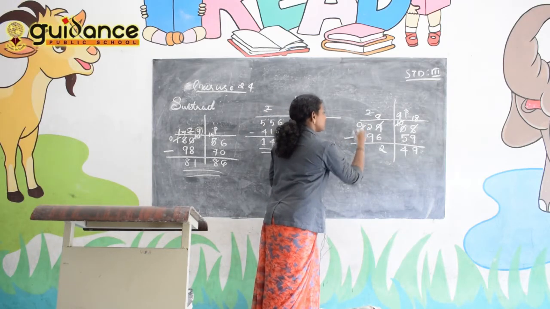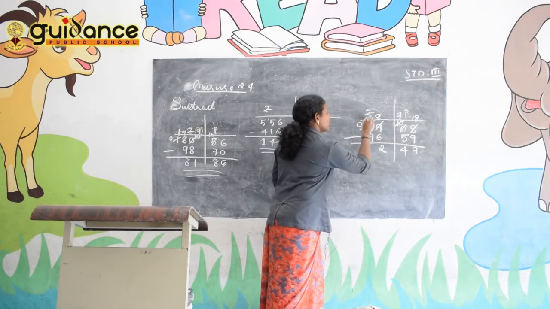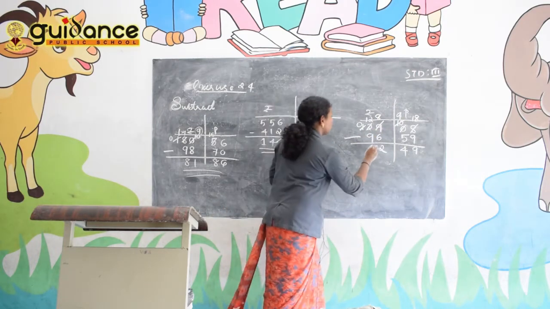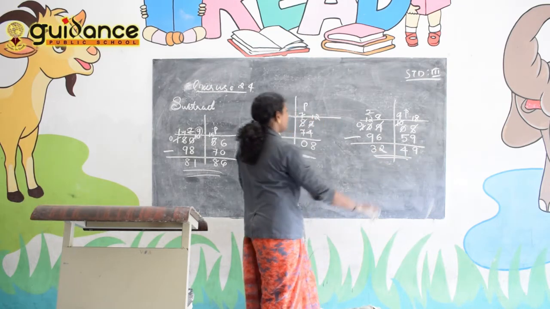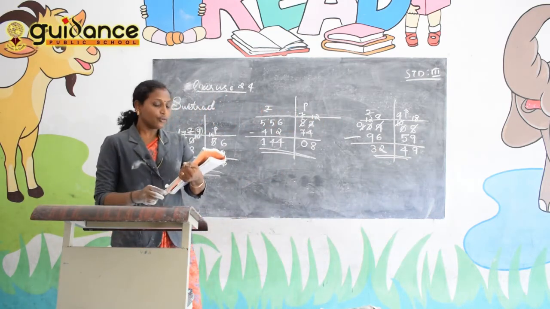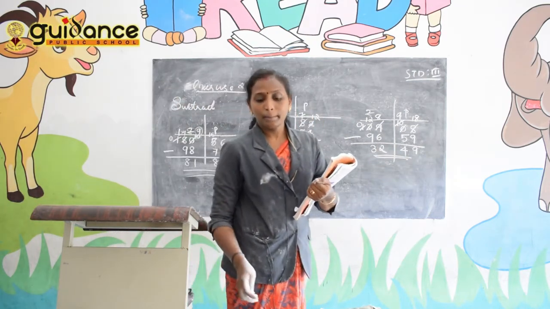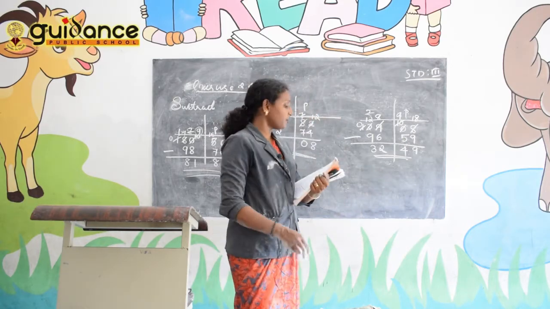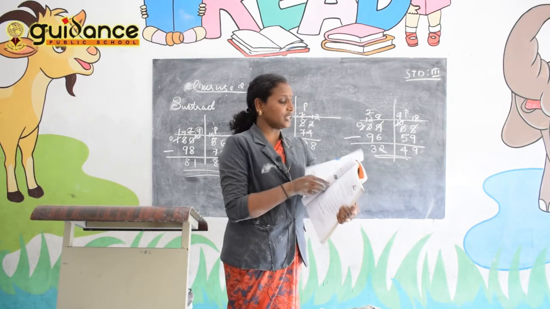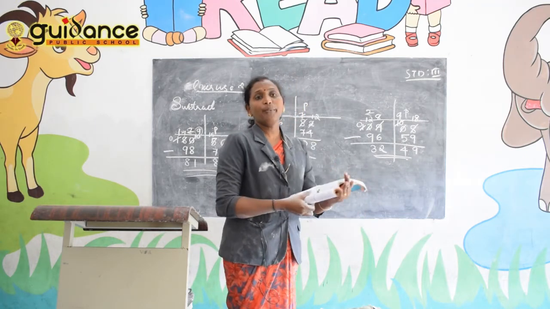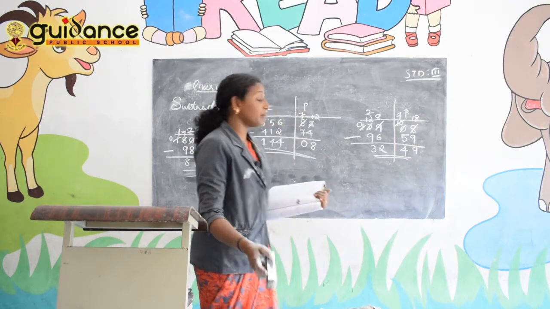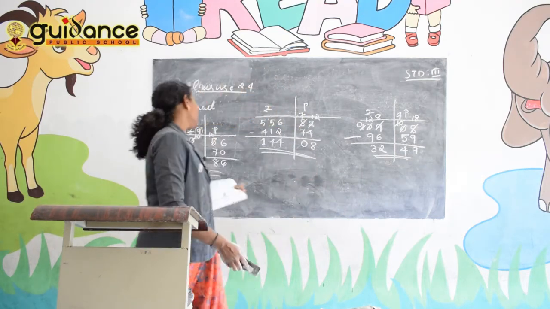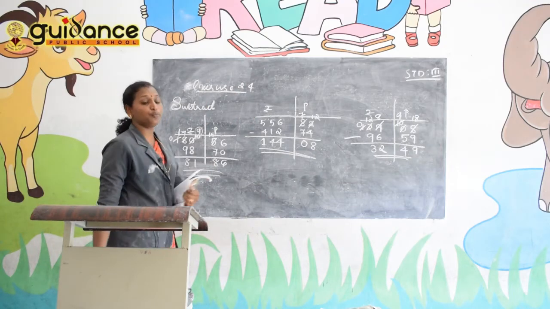At that time 1 becomes 0 and 2 becomes 12. 12 minus 9. Yes, very good, 3. So how many rupees? 32 rupees 49 paise. Next we will solve the word problem based on this subtraction of money.